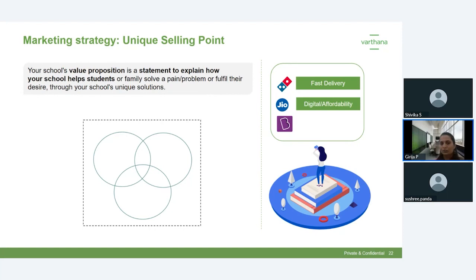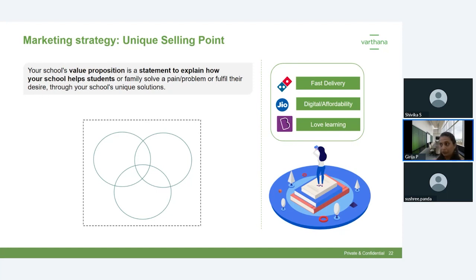So Baidu's unique selling point is love of learning. Here their pinpoint is that parents generally have this complaint, especially after COVID: students are too much on the mobile phone. They don't want to learn. They don't like to study, right?